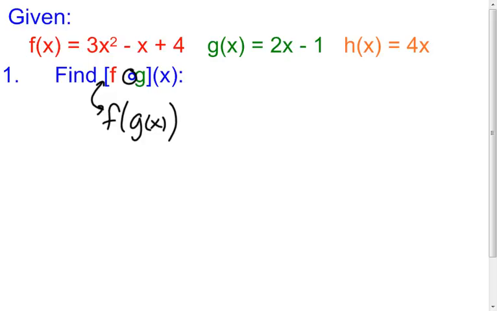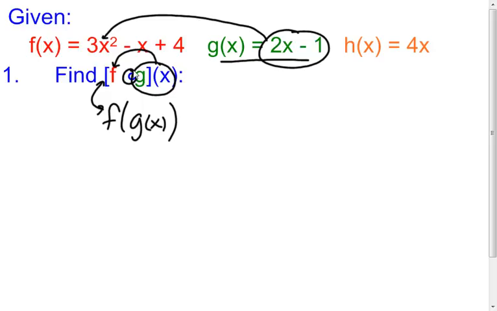What it means is you're going to take G's function, and G's function, of course, is right here. You're going to take G's function and put it into F. So you kind of work inside out wherever you see an X. So I'm going to take 2x minus 1, which is G's function, and I'm going to put it into F's function wherever I see an X.